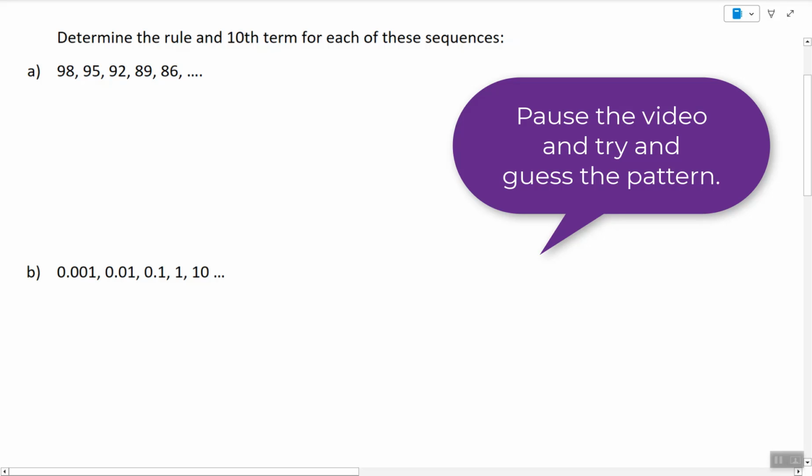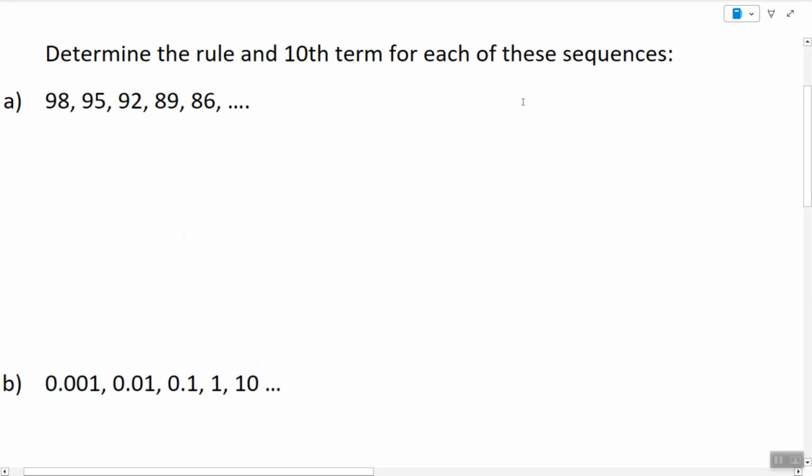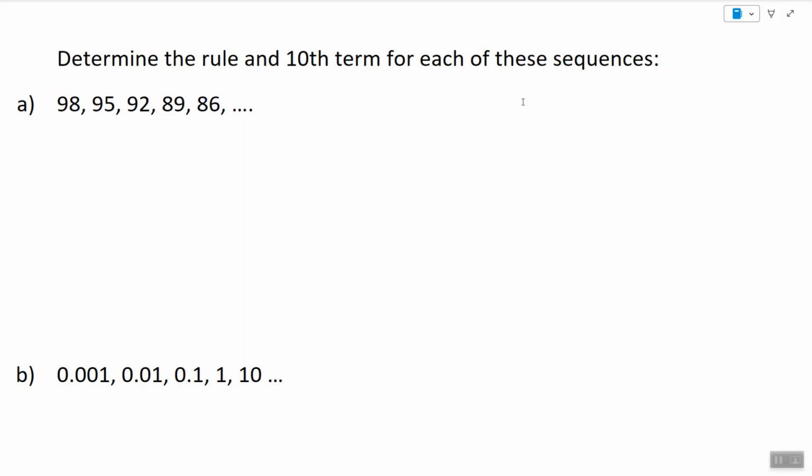All right, so we're going to do the question. Let's just look at the first sequence. First step is to figure out, is it arithmetic or geometric or neither?